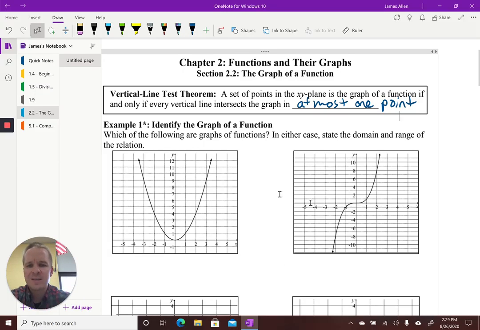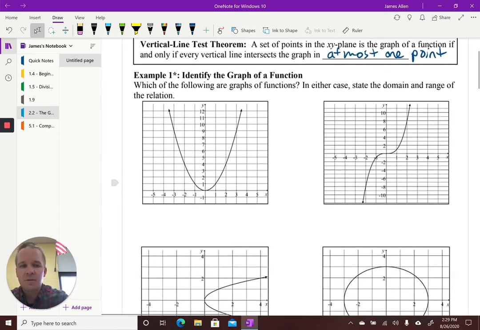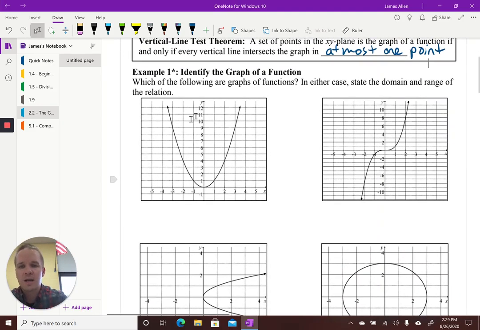So let's decide if these are functions, and then in either case, we're going to state the domain and the range. This first one, we got ourselves a nice little quadratic. Passing the vertical line test, absolutely. It's only going to hit in one spot no matter where I draw that vertical line. So, function.